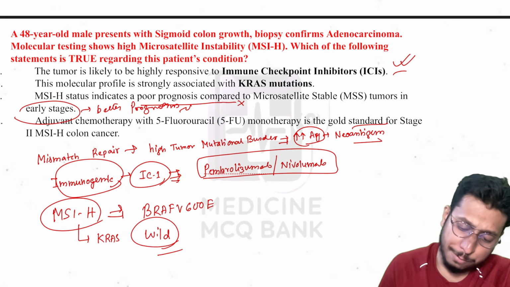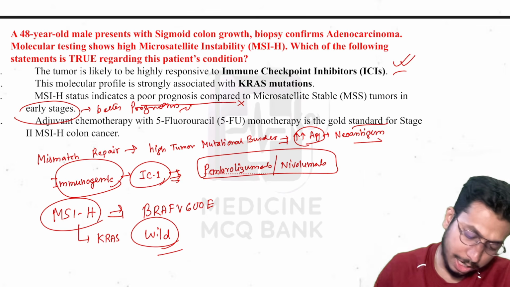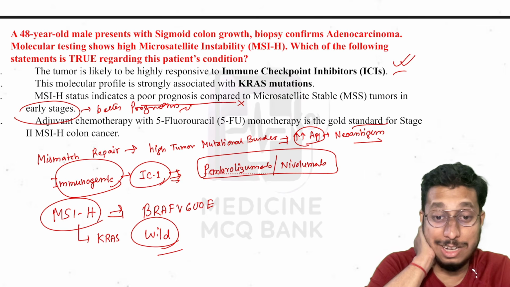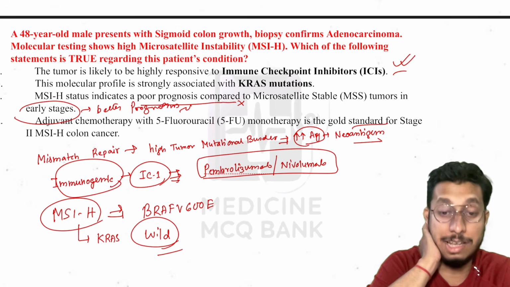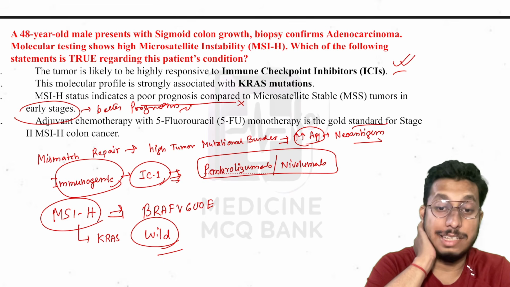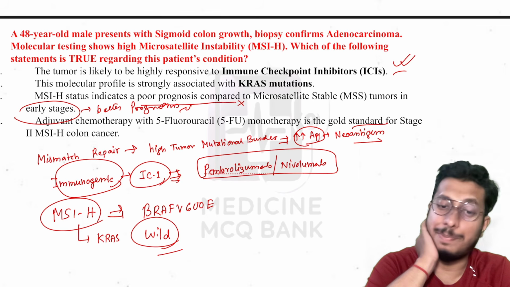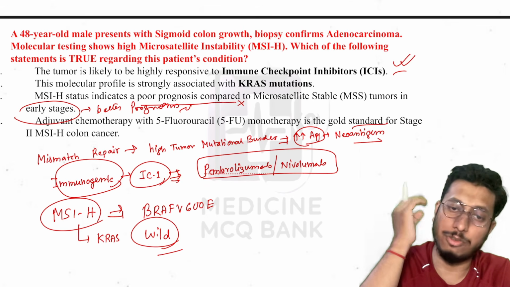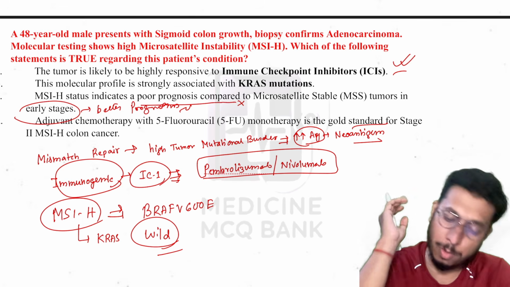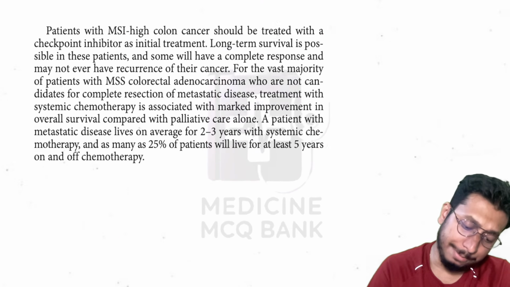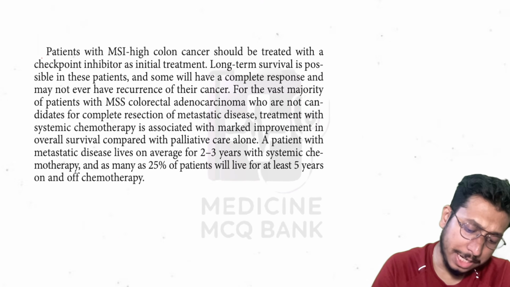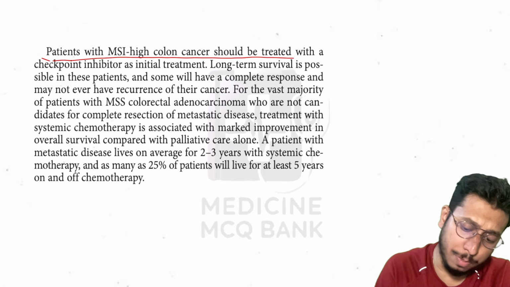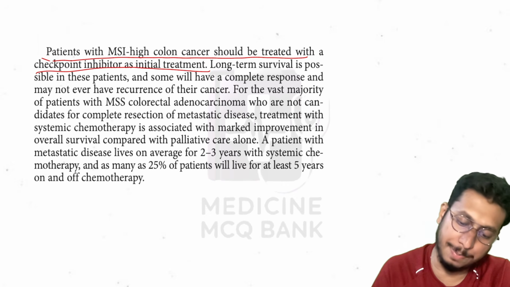Adjuvant chemotherapy with 5-fluorouracil monotherapy is the gold standard for stage 2 MSI-H. No, you have already seen that 5-fluorouracil resistance is usually seen. They have no benefit in stage 2 patients from adjuvant 5-fluorouracil monotherapy, and therefore the first choice here is only immune checkpoint inhibitor like pembrolizumab or nivolumab. Even Harrison mentions that patients with MSI-H high colon cancer should be treated with checkpoint inhibitor as initial treatment only.